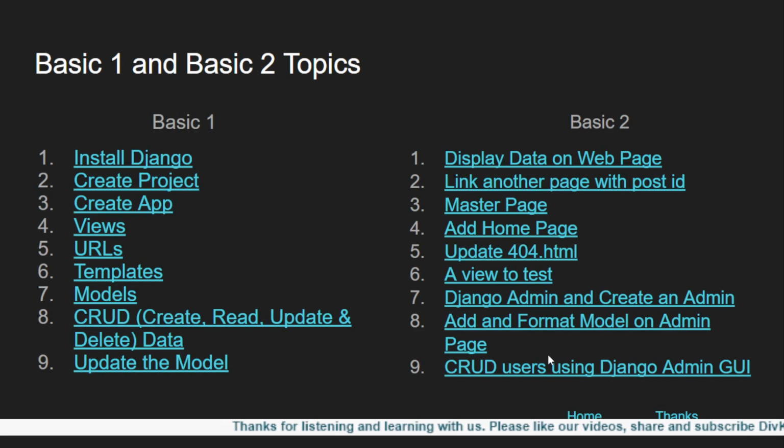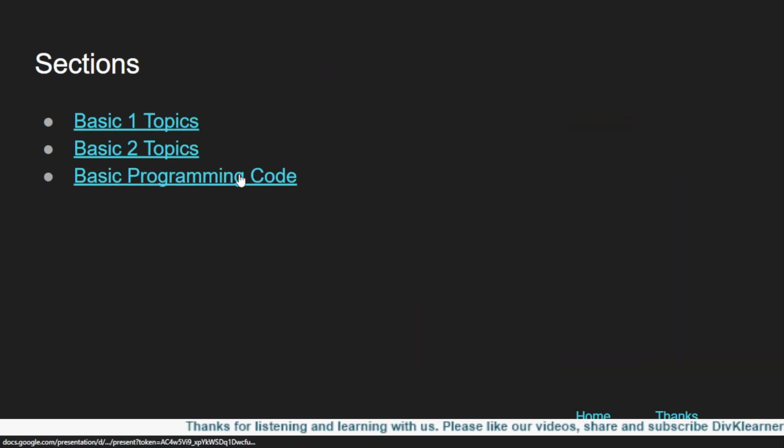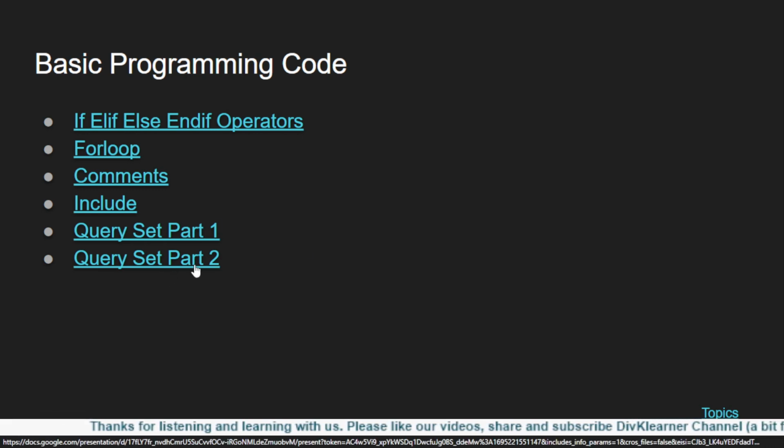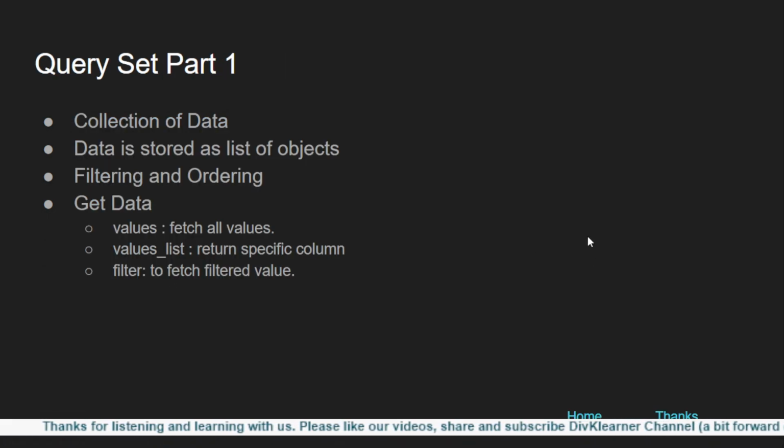So the part that we'll be covering today would be the basic programming code. We'll be talking about the QuerySet part 2. We have already talked about QuerySet part 1 in the previous video, which was talking about collection of data, how to retrieve data of the objects, filtering and ordering. Ordering we'll be covering today because in the last video we said that we'll be covering it in the next video.